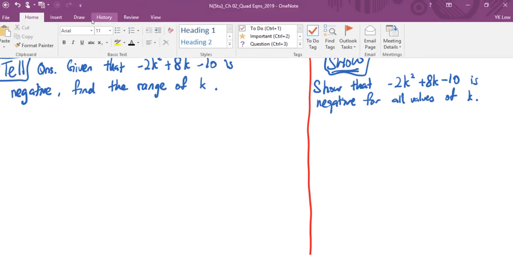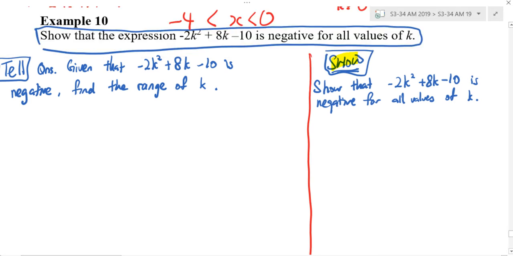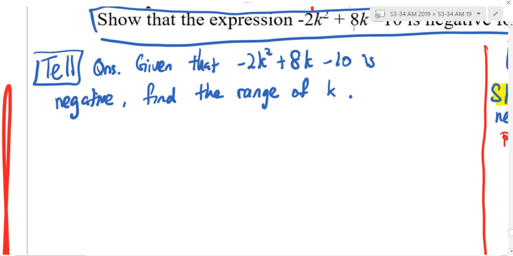For show question, you always have the word show or prove. This is the show type of question. The second type, the first one, there's no show. They will tell you given. They will tell you nothing like show or prove. So for the first type, can I start with the first type? Of course I can. Who dare to say no?